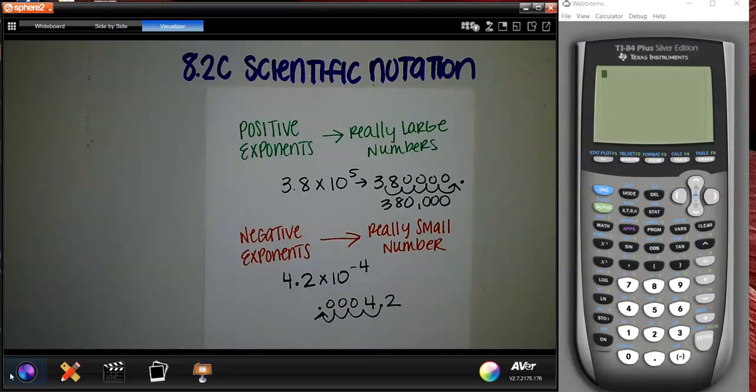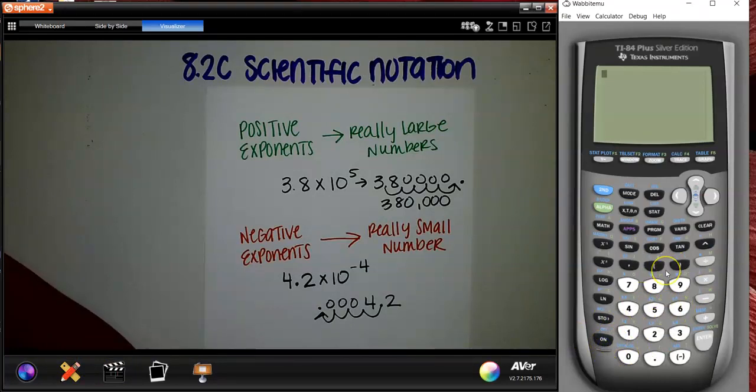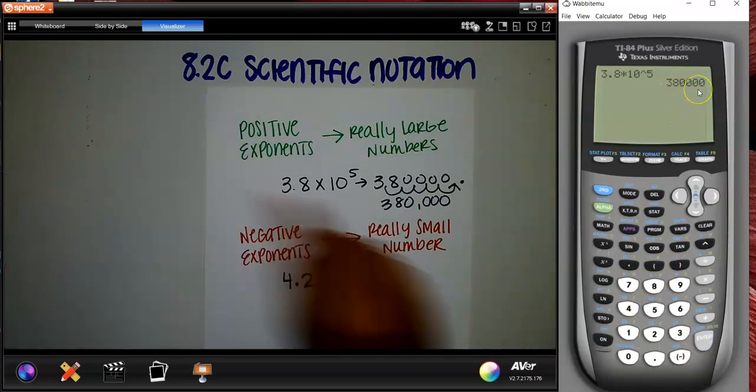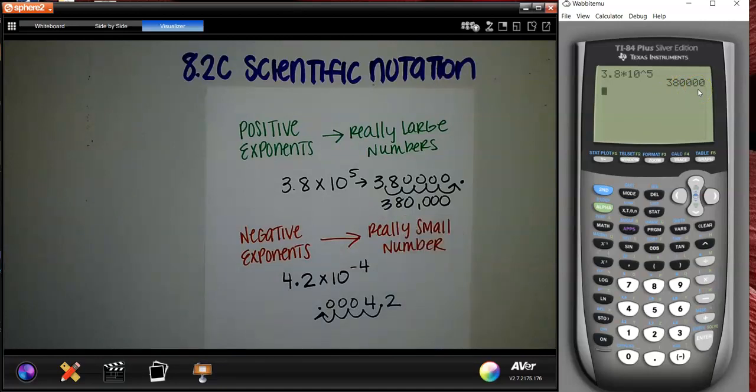And you can always double check with your calculator. So here, I have my calculator pulled up. I'm going to turn it on, and this just works like a regular calculator if you were to have one at school. So I'm going to check 3.8 times 10, and this little caret is how we get our exponents, to the power of 5. And yes, it double checks: 380,000, and I also got 380,000.